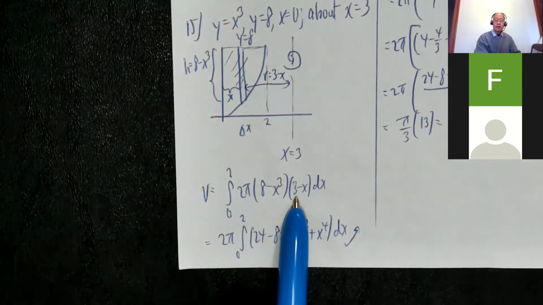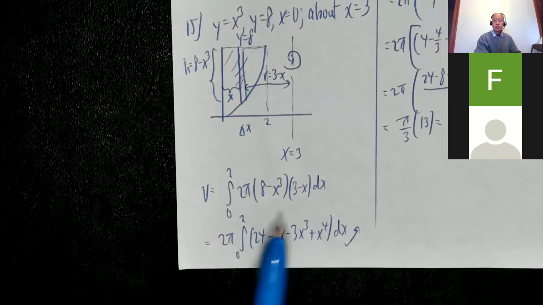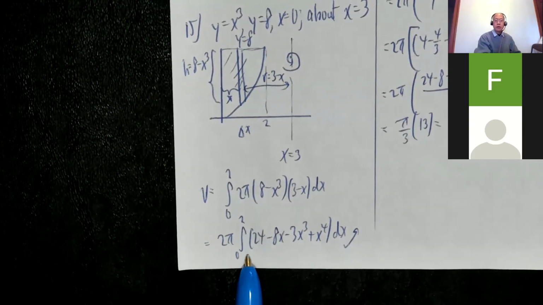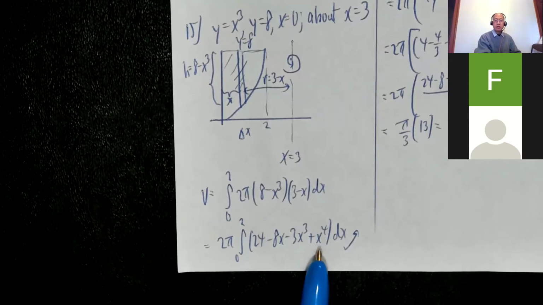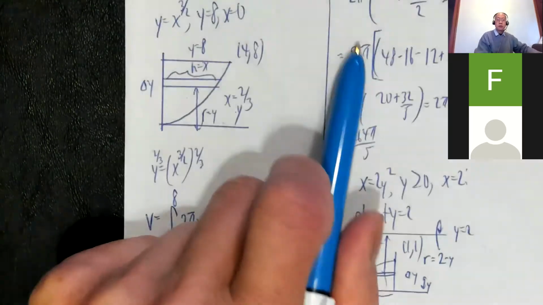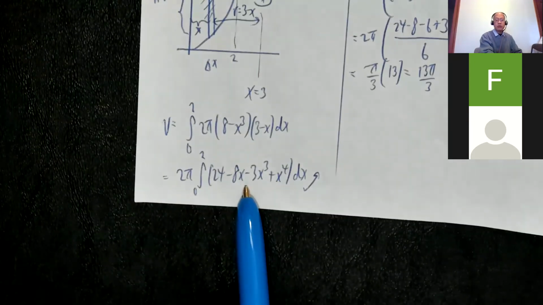Okay. By the way, if you can fit it on your cheat sheet, you're welcome to put down sample problems on your formula sheet. 2 pi comes out, FOIL this out, right? 24 minus 8x minus 3x cubed plus x to the 4th. Okay, that's going to be 24x minus 8x squared over 2 minus 3x to the 4th over 4 plus x to the 5th over 5.